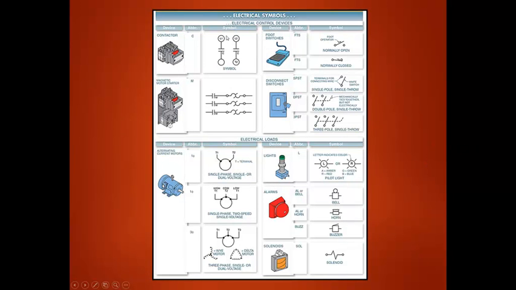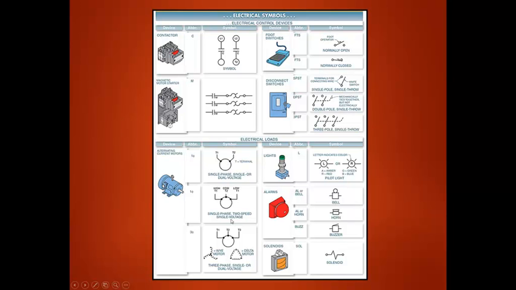Contactors are represented much like this. Magnetic motor starters. Here are the contacts for a motor starter, and here are the motor starter connections. Motors. We have various ways of representing motors. This is a single phase, single or dual voltage motor. See, there are 2 wires going into it. These are very common in your electrical schematics.